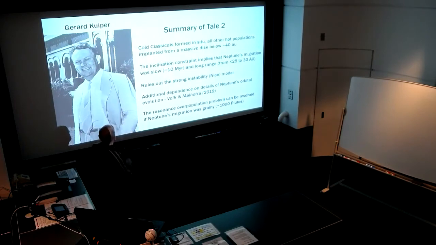So this is, of course, the guy who predicted the existence of the Kuiper belt back in the 50s based on the distribution of short period comets. If you have any questions about this part?